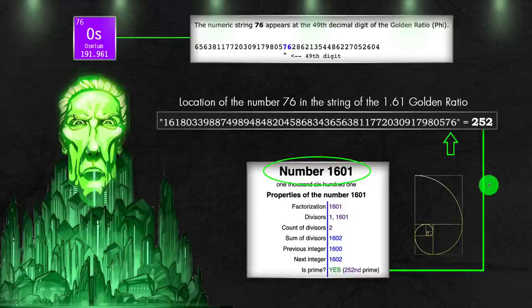And there's the golden ratio. The 1,601st number in pure numbers now is the 252nd prime number. It's the 1.61. We originally found this from the golden ratio. See, this is pure math right here, folks. This is not theory. This is not my opinion. This right here is in your face, pure math.